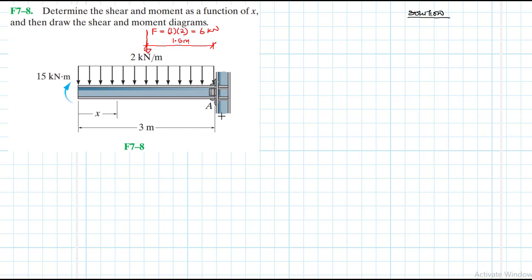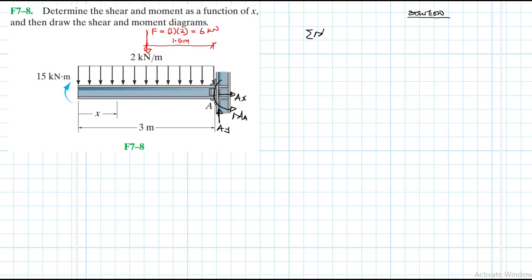So let's draw the free body diagram. Like we said, the cantilever is fixed at A, therefore we expect Ay, we expect Ax, and then we expect a moment which is anti-clockwise. So we expect it to be in this direction like so. So this is anti-clockwise. Right. Let's apply the equations of equilibrium quickly.